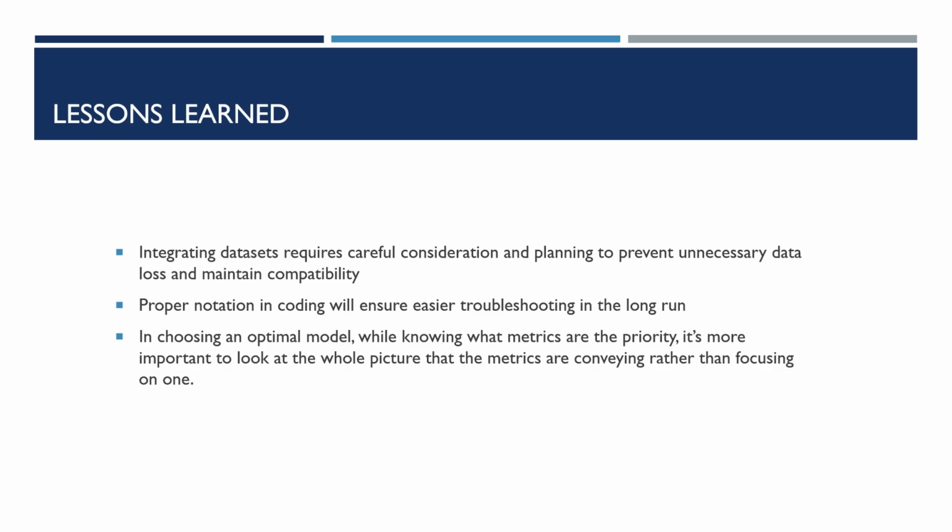Finally, when it comes to choosing the optimal model, when you know which metrics are the priority, it's more important to look at the whole picture instead of just looking at that specific metric. Because even though that metric might be the priority, it may also be painting a very false picture of the performance of the model overall.